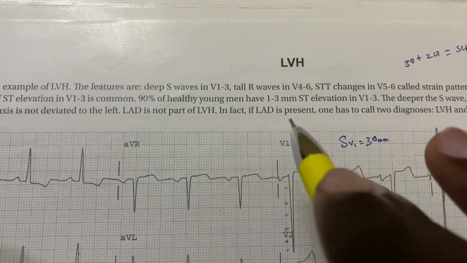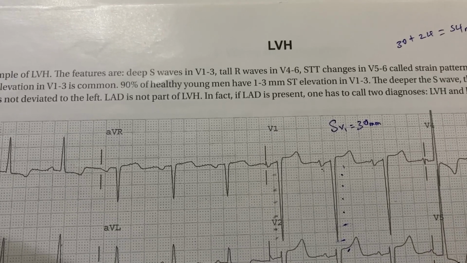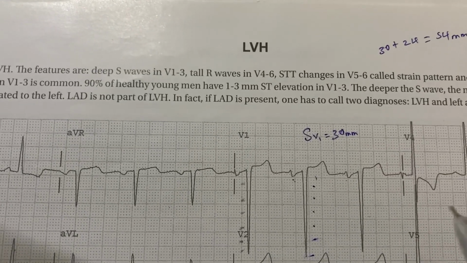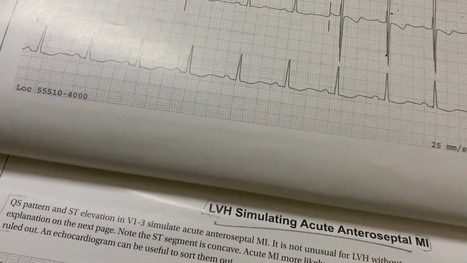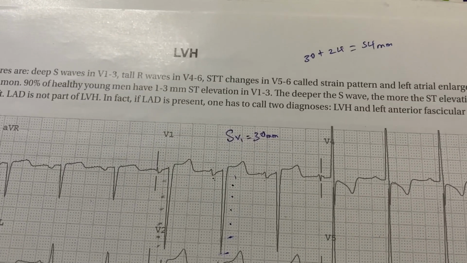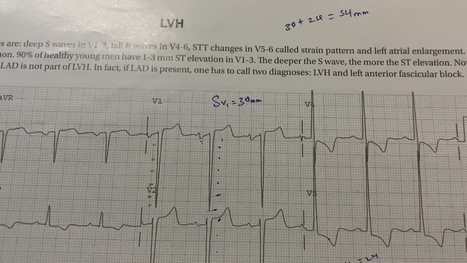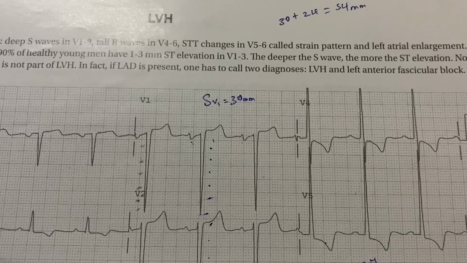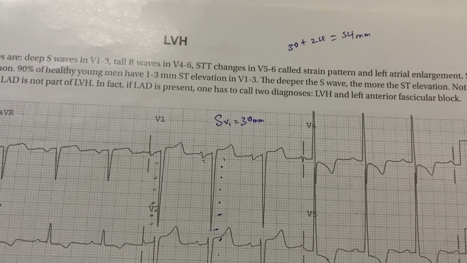In fact, if left axis deviation is present, one has to call two diagnoses, LVH and left anterior fascicular block. That's what I've told you. Remember, I wrote ischemia. In LVH, ischemia is there. So if there is ischemia, the vulnerable part of the left bundle branch is going to be the left anterior fascicular block.